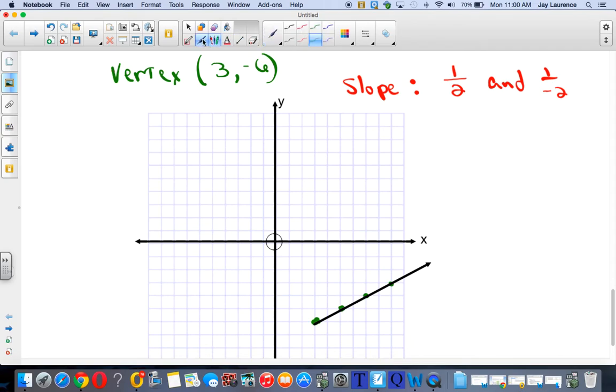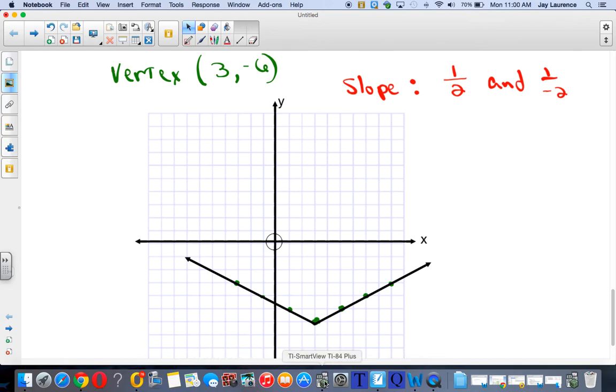But I have to use the other slope, and the other slope is going to be rise 1, run negative 2, rise 1, run negative 2, rise 1, run negative 2, and this should be a ray going off like that. So if I'm correct about all of this, that's what it should look like. It looks like it's at 3, negative 6. So let's go to the graphing calculator.